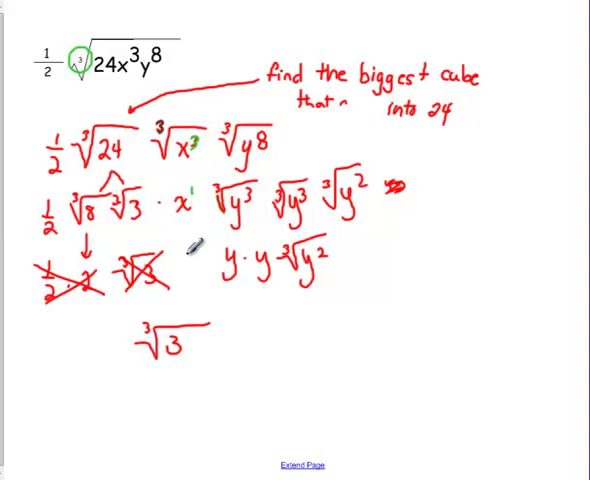Whoops, let's not forget this x. I have an x, a y, and a y. So on the outside I have x and y squared. And then I have a cube root of y squared, so I don't have to write a cube root symbol over again. I'll just add a y squared to that cube root.